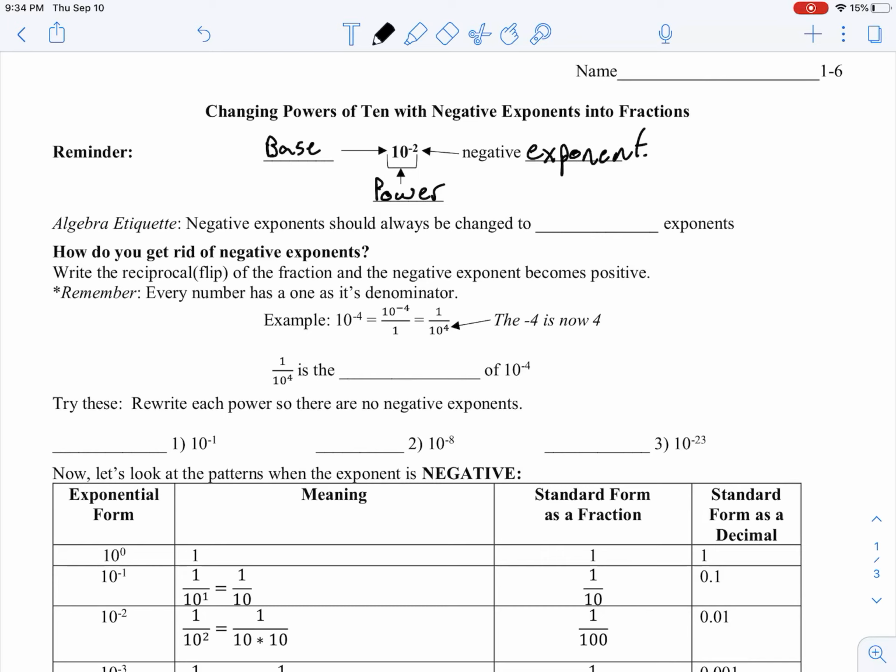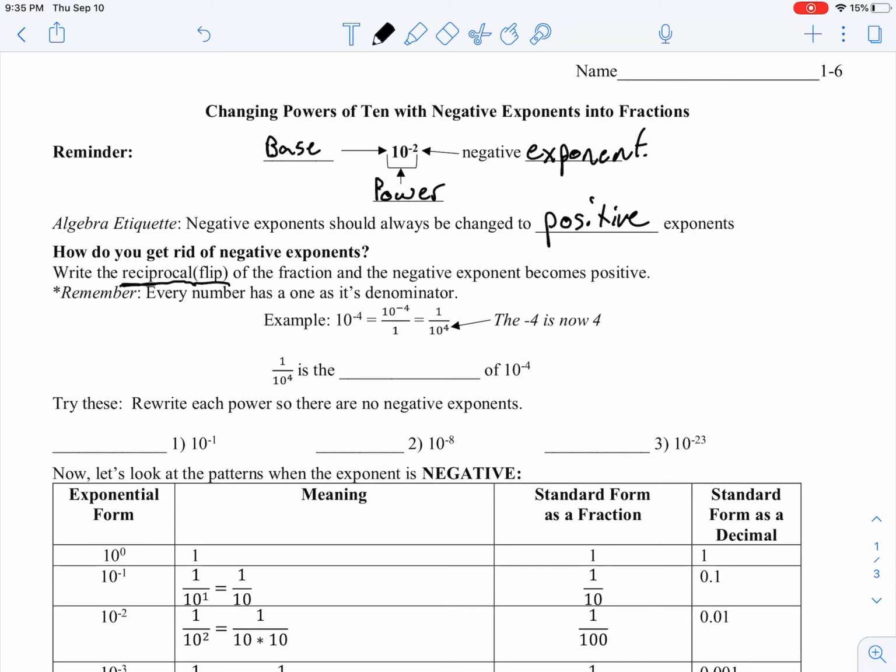All right. So, under this algebra etiquette note, whenever we are working in algebraic expressions and equations, most of the time we want to change our negative exponents to positive exponents, and we are going to learn how to do that right now. So how do we get rid of negative exponents? We're going to write the reciprocal here. All reciprocal means is flip your fraction.